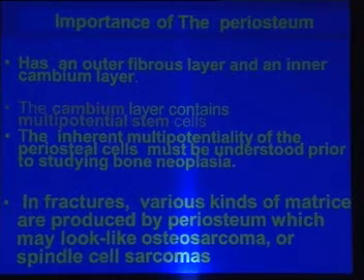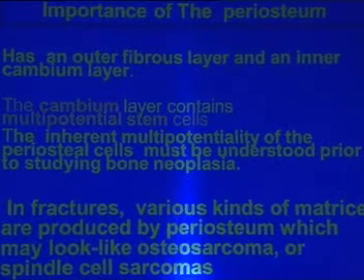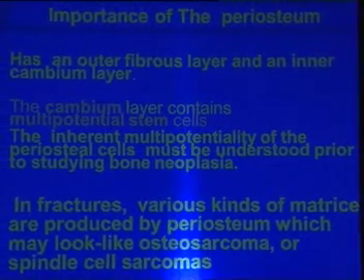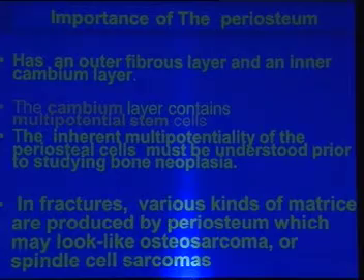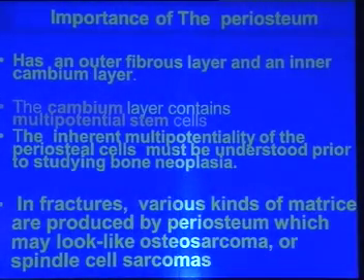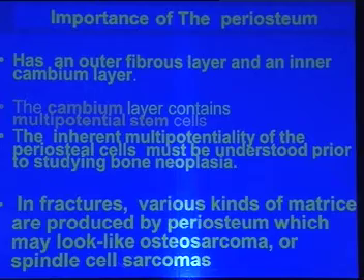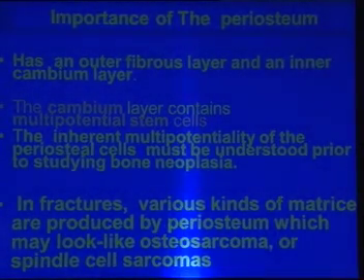Well, the importance of the periosteum is something which most pathologists have not recognized. All of us know that the periosteum has a fibrous layer and an inner cambium layer, and the cambium layer has multipotential stem cells. The inherent multipotentiality of these periosteal cells needs to be understood by one and all, because whenever there is a fracture, various kinds of matrices are produced by the periosteum, and these may look like osteosarcomas or like spindle cell sarcomas, and the problem starts from there for pathologists.